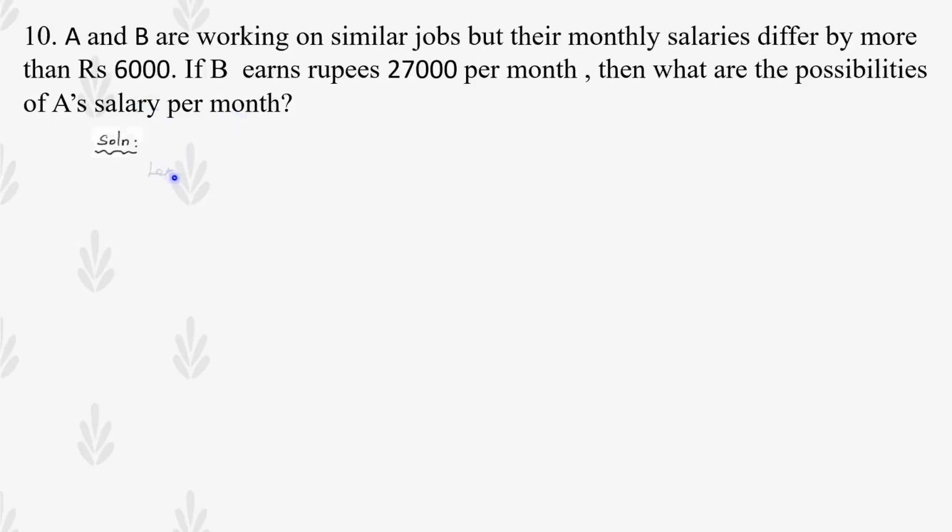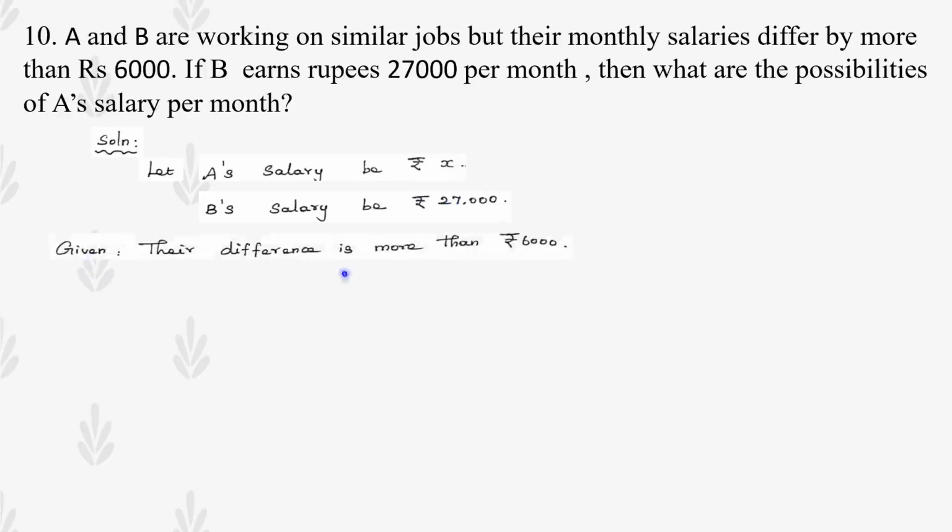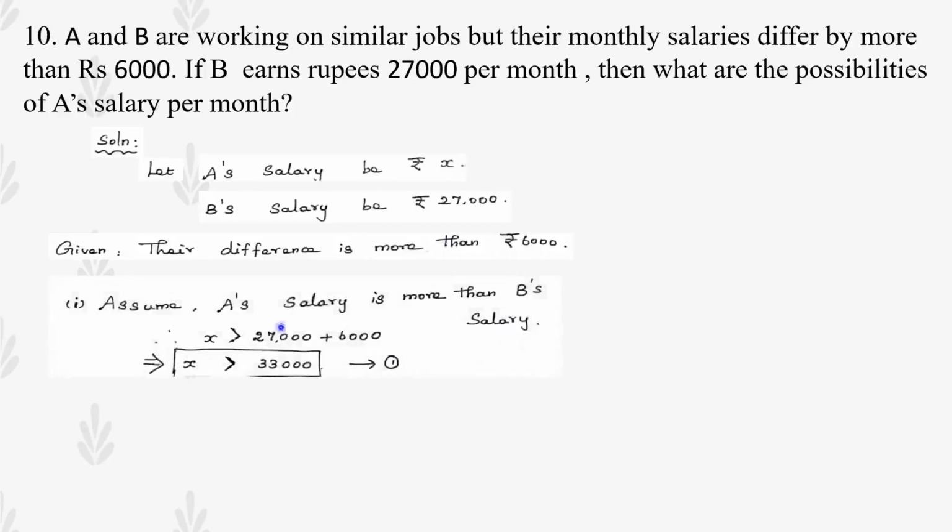Let us see the solution. Let A's salary be rupees x. நமக்கு A யோட சேலரி தெரியாது, அதை x ன்னு அசியூம் பண்ணிக்க போகிறோம். And B's salary is already given, rupees 27000. Given their difference is more than rupees 6000. அவங்களோட சேலரிஸ் டிஃபர் ஆயிருக்குன்னு சொல்லியிருக்காங்க. ஸோ எது கிரேட்டராக இருக்கும் எது லெஸ்ஸராக இருக்கும்னு சொல்லலாம். ஸோ முதலில் கிரேட்டராக இருந்தால் எப்படி இருக்கும்னு கண்டுபிடிக்க போகிறோம். அடுத்து லெஸ்ஸராக இருந்தால் எப்படி இருக்கும்னு கண்டுபிடிக்கலாம். First case is assume A's salary is more than B's salary. ஓகே, A சேலரி B சேலரியை விட ஜாஸ்தியாக இருந்ததுன்னா எப்படி இருக்குன்னு பார்க்கலாம்.